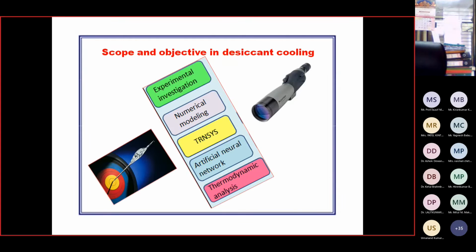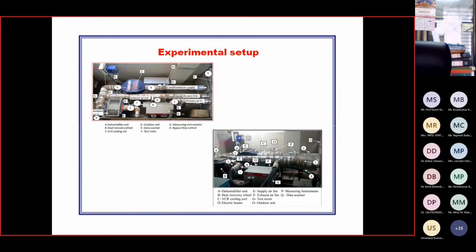So, what should be the idea to analyze the system? One method is experimental investigation. Whether you go for numerical design of your problem, go for transient simulation of the system, go for artificial neural network kinds of modeling, or go with thermodynamic analysis, second law analysis, availability kinds of things.